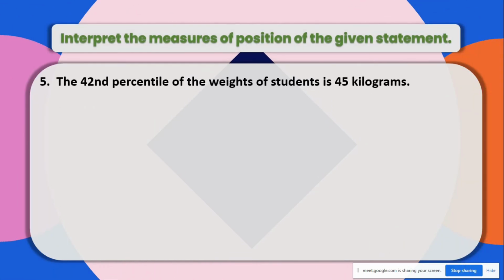Okay, wait lang. Okay, number 5. The 42nd percentile of the weights, yung timbang ng mga students, is 45 kilograms. Question class, pag sinabing 42nd percentile, ilang percent yan? Anybody? 42nd percentile. Ilang percent? Obviously, pila? 42. Okay, 42%. Is that less than or greater than?